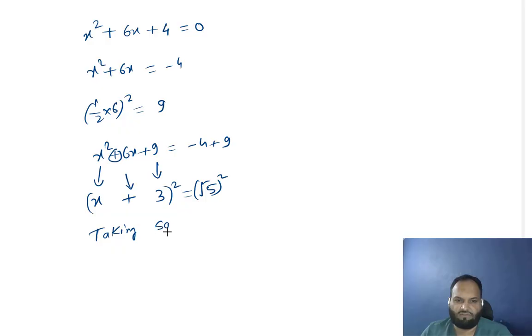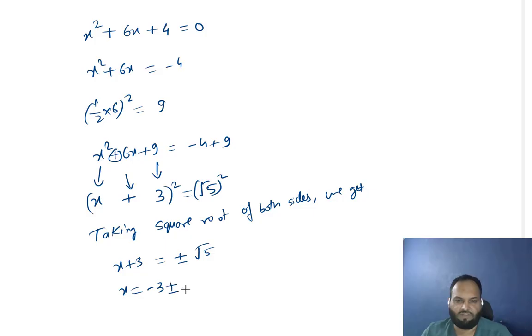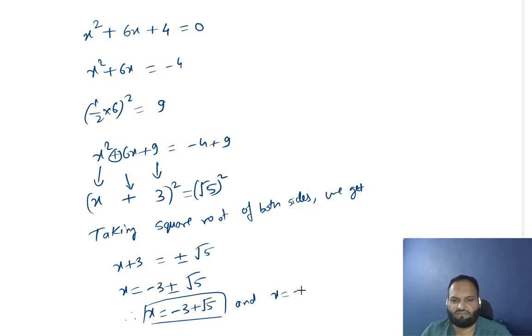Taking square root of both sides, we get x plus 3 is equal to plus minus square root of 5. So x is equal to negative 3 plus minus the square root of 5. Therefore x is equal to negative 3 plus square root of 5, and x is equal to negative 3 minus square root of 5.